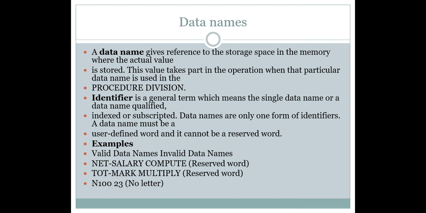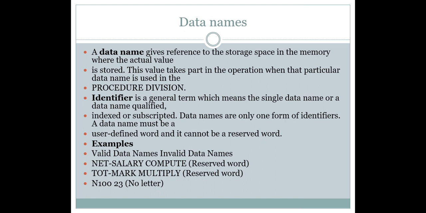And then the identifier generally means a single data name, or a qualified data name. Whatever user defined data names we use, in short, we call them identifiers. Sometimes they will be indexed or subscripted. So data names are only one form of identifiers, and a data name must be a user defined word, and it must not be a reserved word. And we have some examples of how to use data names.